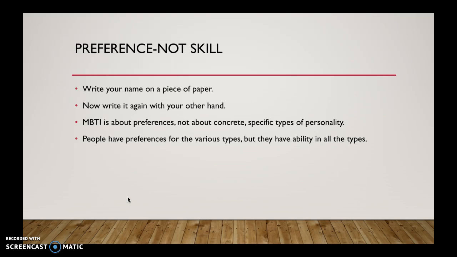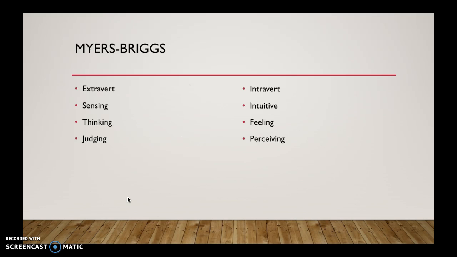These things are not concrete, specific types of personality, and people will have preferences for various types, but they have ability in all types. So the various preferences, or different areas within the Myers-Briggs, are extrovert and introvert, sensing and intuitive, thinking and feeling, as well as judging and perceiving.